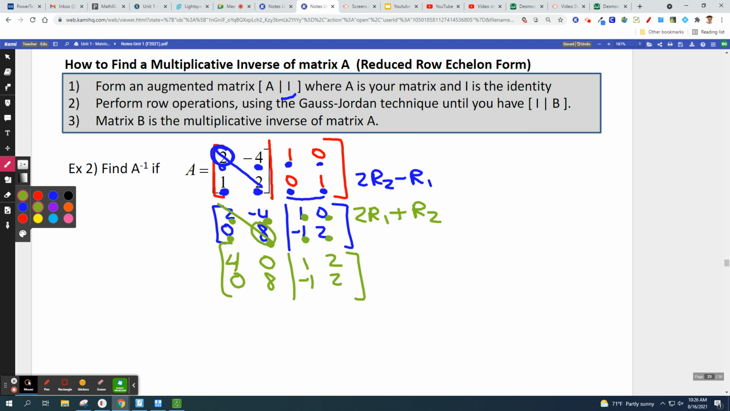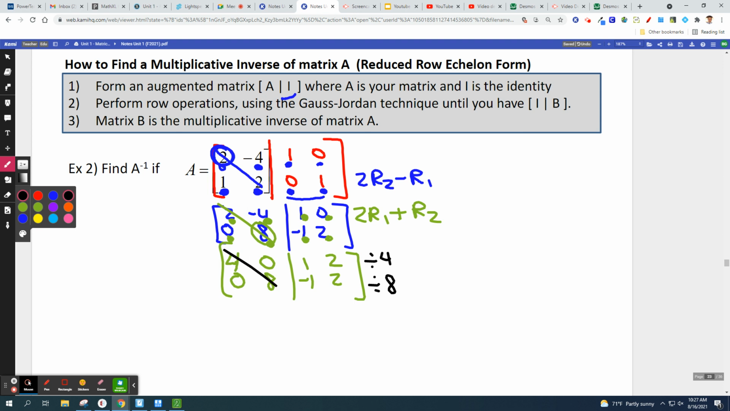Okay. I'm in pretty good shape, except I want those to be 1s. In order to be reduced row echelon form, I want those to be 1s. So all I'm going to do, I've got my zeros, that's what I need. All I'm going to do is divide by 4 on the top and divide by 8 on the bottom. And this might confuse you because you're going to end up getting fractions over there on the right side, but that's going to happen. Sometimes you can't avoid fractions.